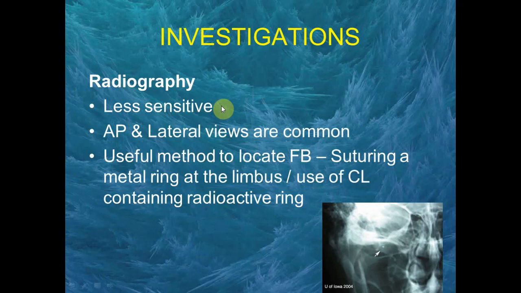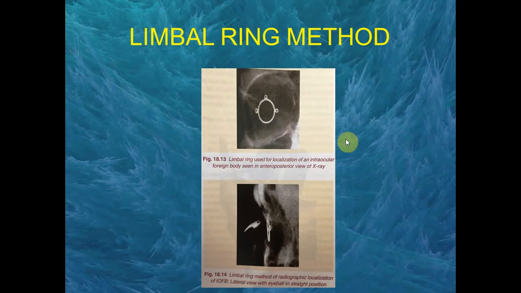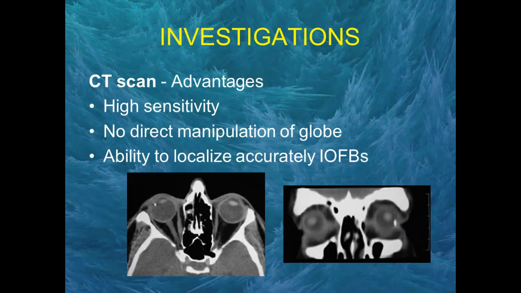Radiography techniques like X-rays are said to be a little less sensitive. The AP and lateral views are common, just to see how deep the foreign body has gone. There was a technique called the limbal ring method, where a metal ring is attached to the limbus and X-rays are taken anteroposterior and lateral, just to see how far the foreign body is from the anterior surface of the cornea. This is not used these days because we have much better and more sophisticated methods of identifying the intraocular foreign body.